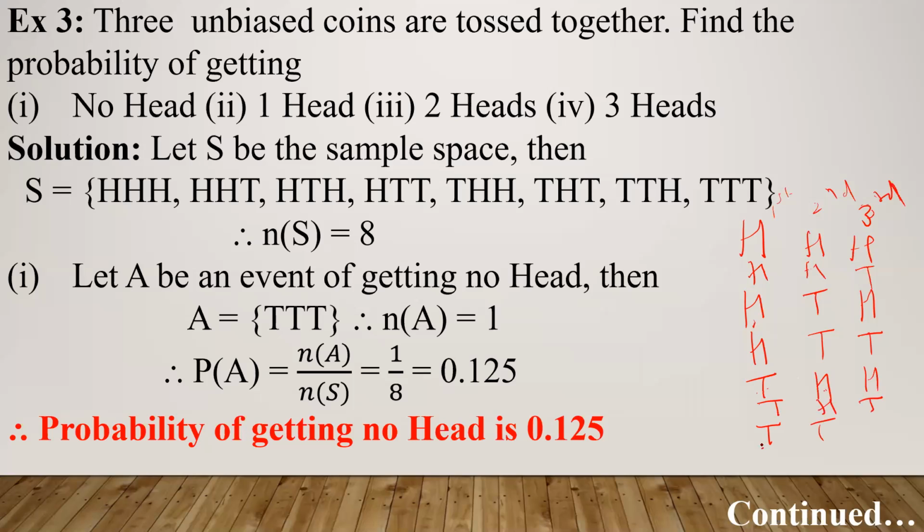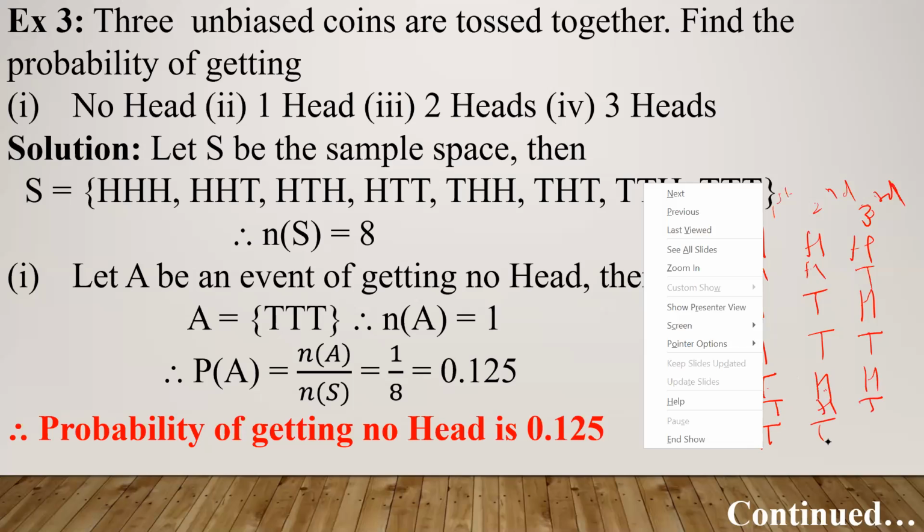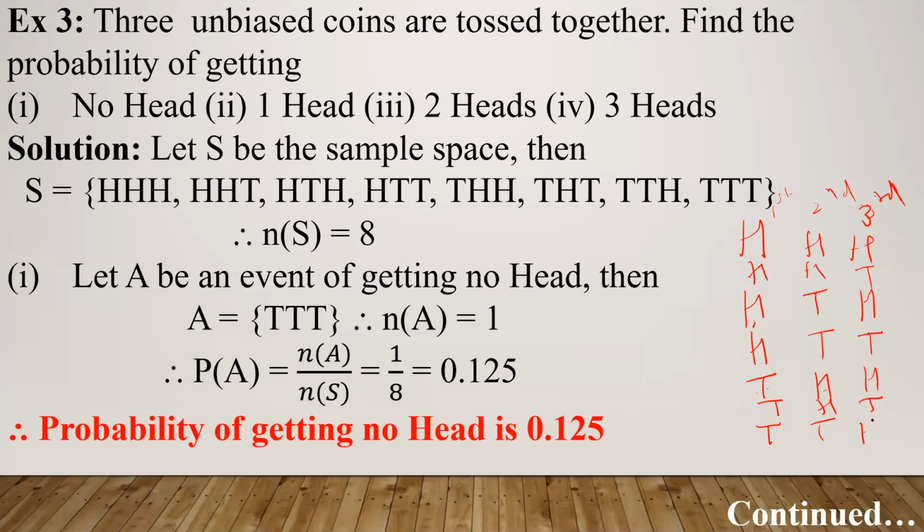If first one goes in tail, second one also goes in tail, then for the third one, there are again 2 choices, either head or tail. So TTH, TTT. So if you count 1, 2, 3, 4, 5, 6, 7, 8. So there are 8 possible results of this experiment. And that is what I have written here. So the number of points in the sample space when you toss 3 coins together will be 8.